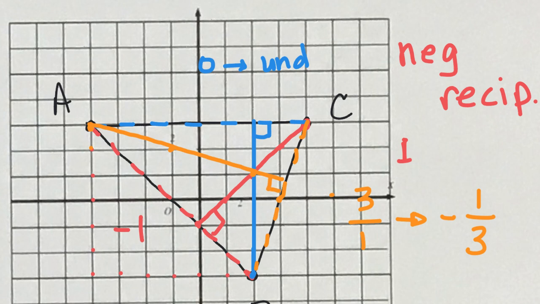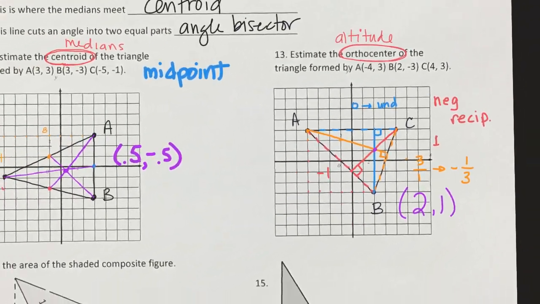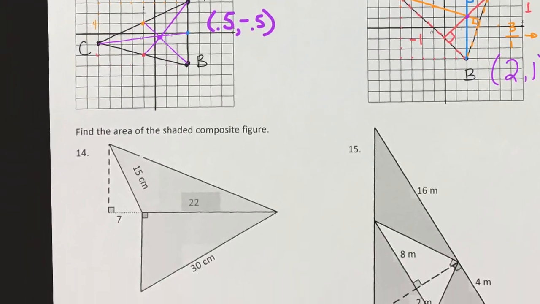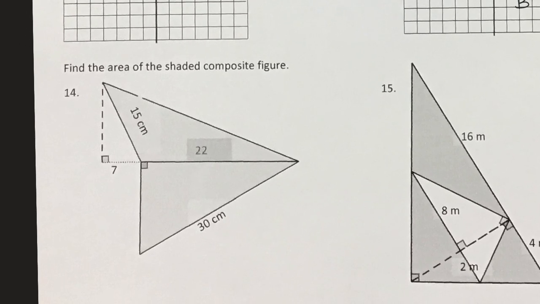So let's see, where did all these lines cross? At the point 2, 1. So that is the coordinate of the orthocenter. If I want to find the orthocenter, I need to graph the altitudes. And the altitudes are perpendicular to the opposite side, and they start at the vertex. Okay, very good. Okay, now we have some finding composite area problems.